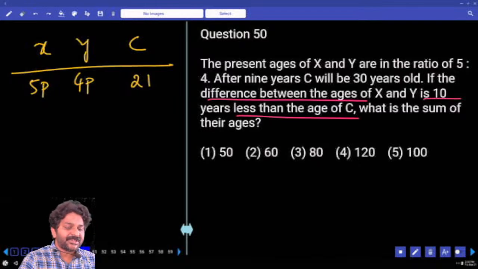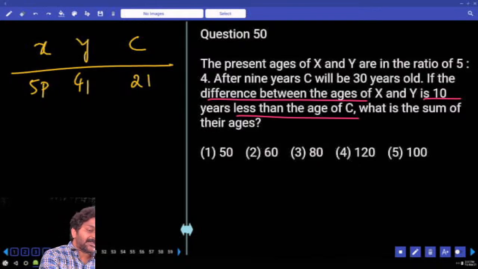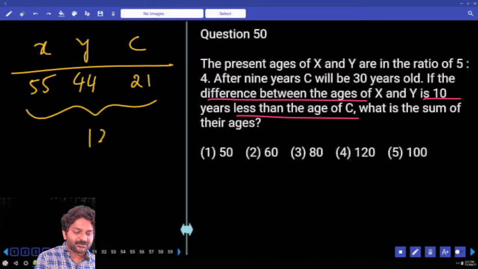What is the age of C? 21. 10 years less than that number? 11. Then x is equal to 11 only. That means 5 parts is 55. 4 parts is 44. Then we were asked to calculate the sum, which is 120.